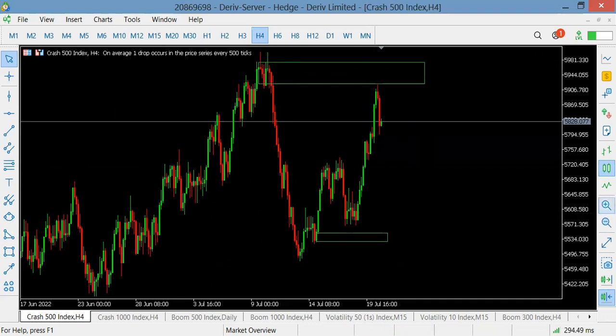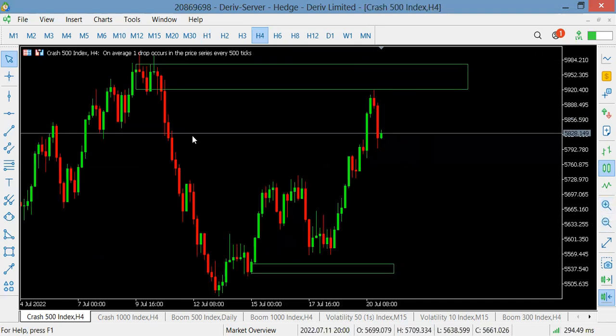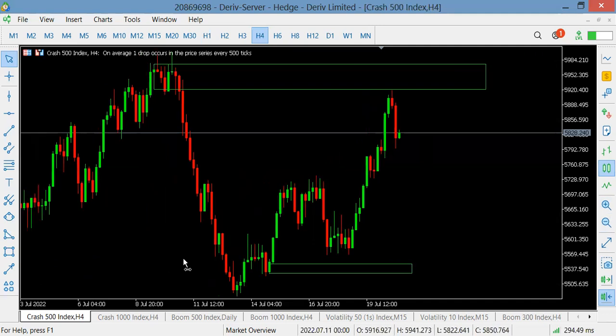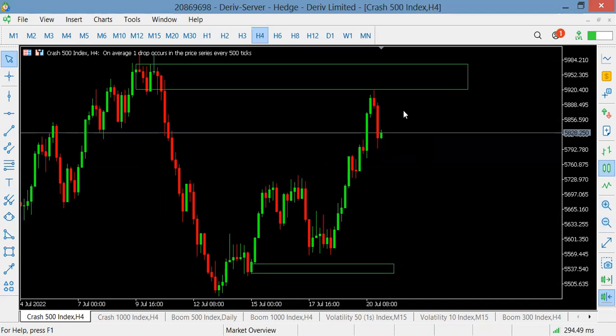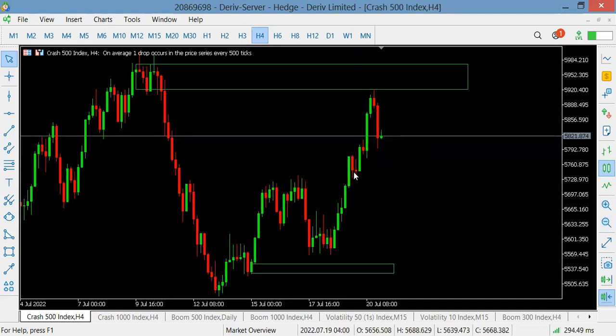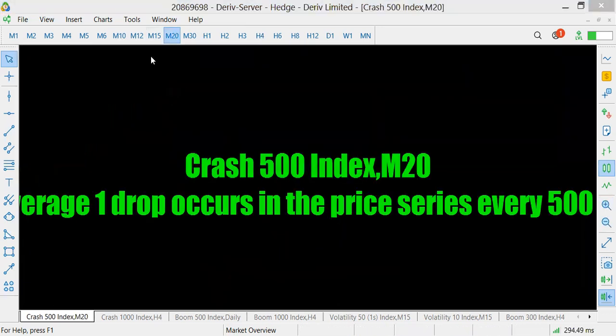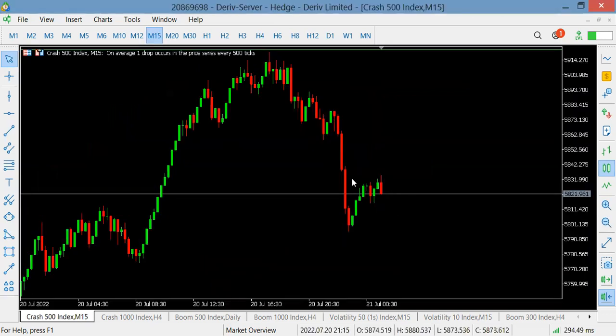But before then, let's just keep our fingers crossed and watch out for what Crash 500 will be doing. Right now, it is looking as though it is about reversing to the downside. But I see my full confirmation for a sale. Okay, guys, I think this is already a full confirmation for a sale. Let me go to the lower time frame, this 15 minutes. Let's look at possible reversal zone.